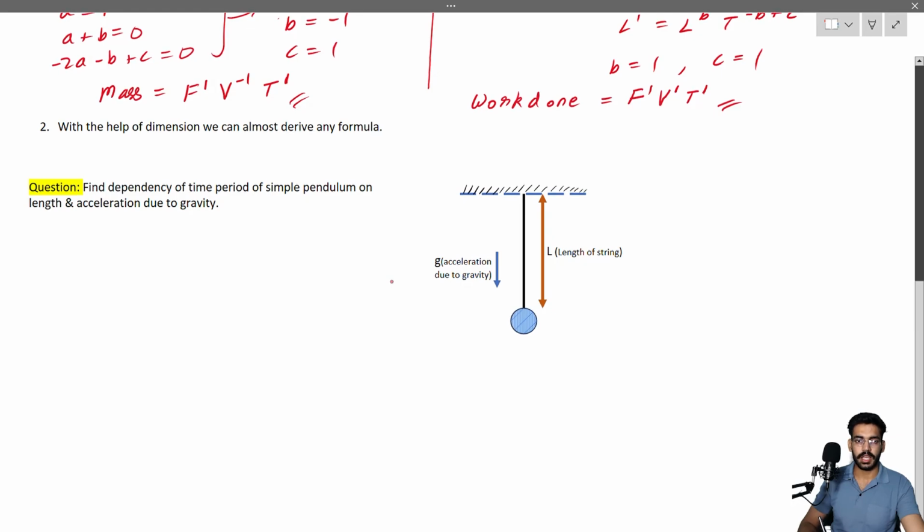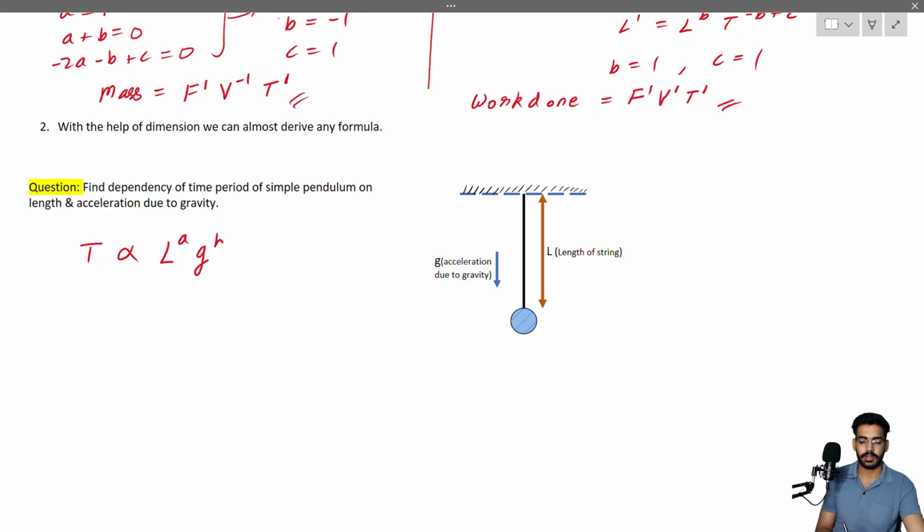So: find the dependency of the time period of a simple pendulum on length and acceleration due to gravity. What is given here? Acceleration due to gravity and length of the string. So what we are saying is that time period is dependent upon length and gravity, something like length to the power a and gravity to the power b. So I can say time is proportional to length to the power a, and gravity is a kind of acceleration, so acceleration I can write as length to the power 1, t to the power minus 2, to the power b.